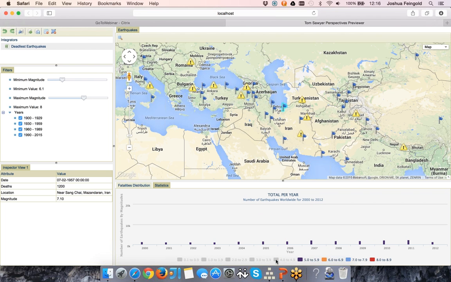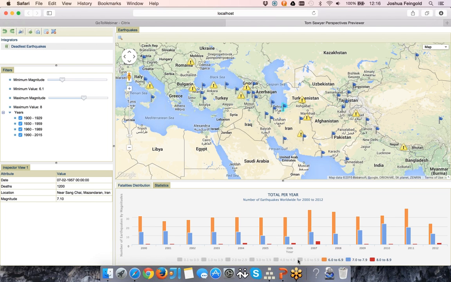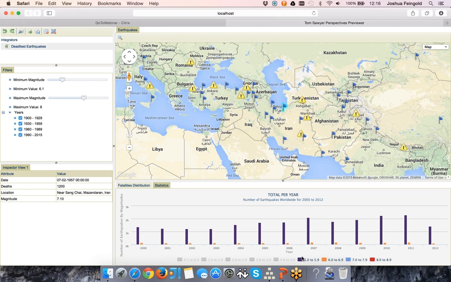So we can see that there's this logarithmic decrease from 4.0 to 4.9, and then 5.0 to 5.9, and then 6.0 to 6.9, and then through the 7s and down into the 8s, right? So we have this logarithmic decrease in number of occurrences, however they are significantly more catastrophic. Right? So that's kind of what we can see in this earthquake example. So let's move on to another one.